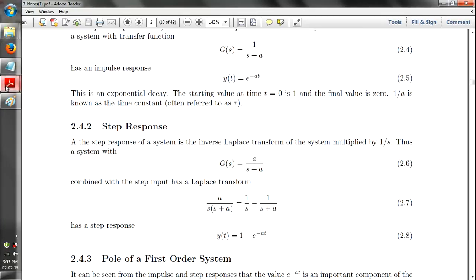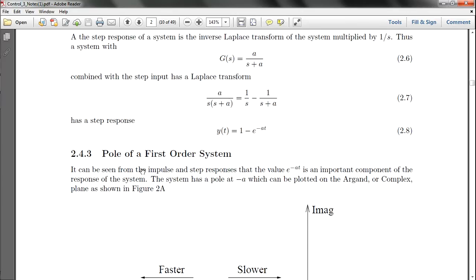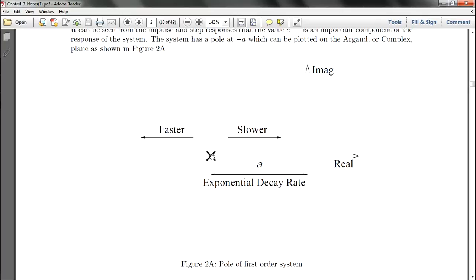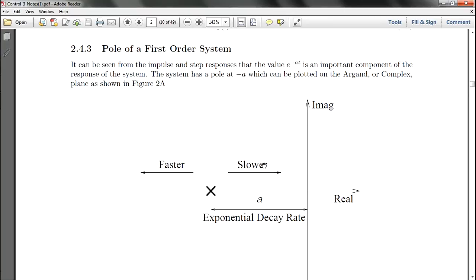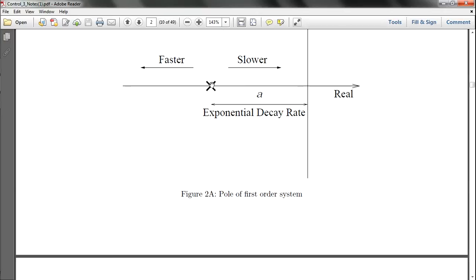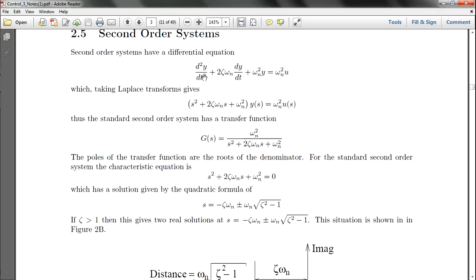So far I've talked about so many things about poles and zeros, right? But for first order, remember, there is only one pole, over here. And the further you are from the imaginary axis, the faster you decay. If it's nearest to the imaginary axis, your decay is getting slower. This is the key concept I want to make known before I go to second order poles and zeros. So this is the second order.